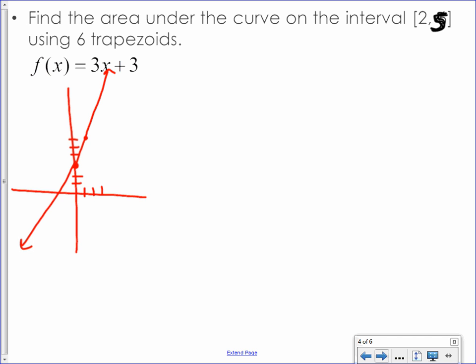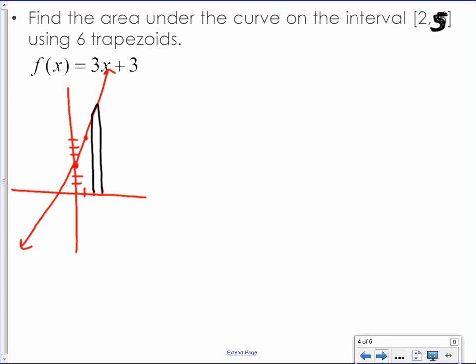Okay. If I draw in trapezoids from 2 to 5, what's going to be true about the area that we find? It's going to be exact, isn't it? Okay, so this is nice, right?